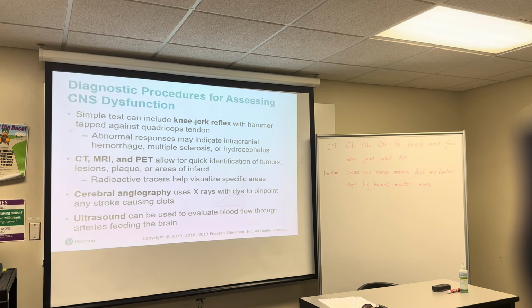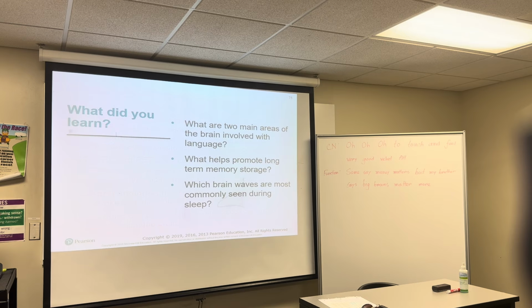So CT scan, MRI scan, PET scan allow for quick identification of the tumor, lesions, plaque, or areas of the infarct. Radioactive tracers help visualize specific areas. Cerebral angiography uses X-rays with dye to pinpoint any stroke-causing clot. Ultrasound can be used to evaluate blood flow through arteries feeding the brain.